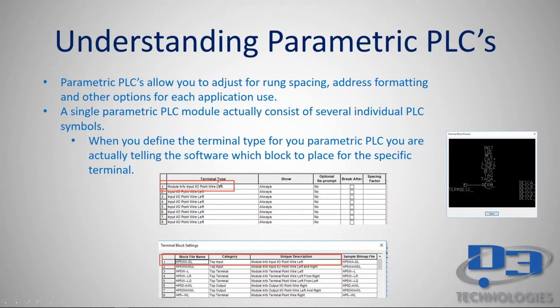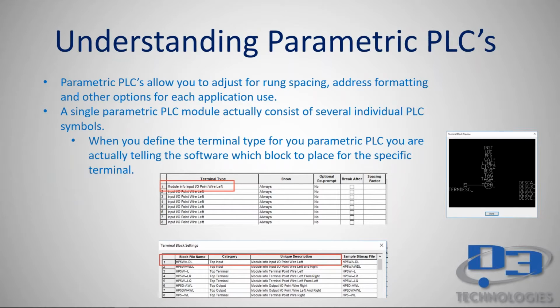So you'll notice the corresponding terminal type, module info, IO point, wire left, and then down below you see a block name, which is HP5WA-DL. Also under unique description, we see the module info, IO, wire left. So what I'm explaining is every terminal point being utilized in the Parametric PLC module is actually an individual PLC block.